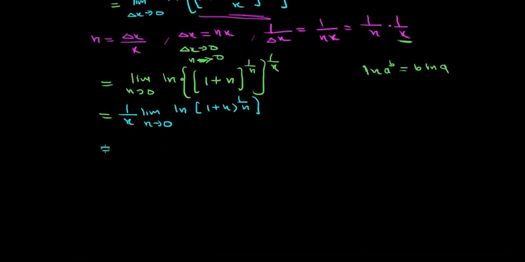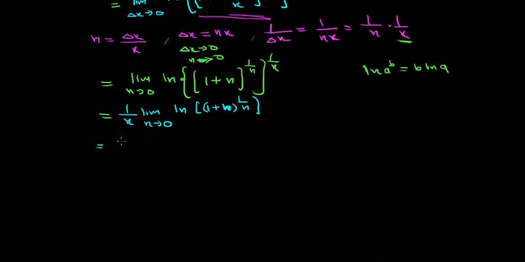So now you will probably notice that the function, this is n, affects only n, not log. So we can take this limit inside this also. So 1 upon x, limit, ln outside.